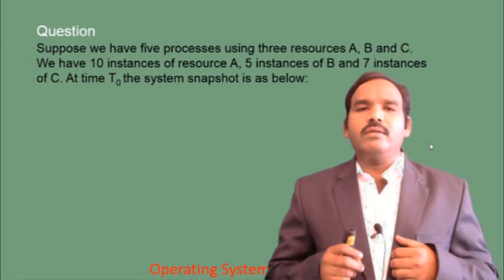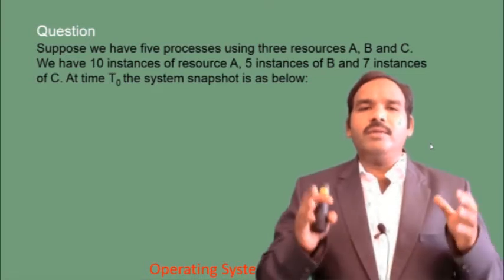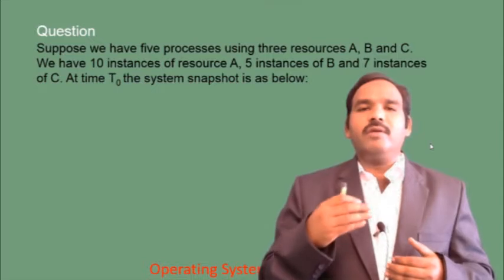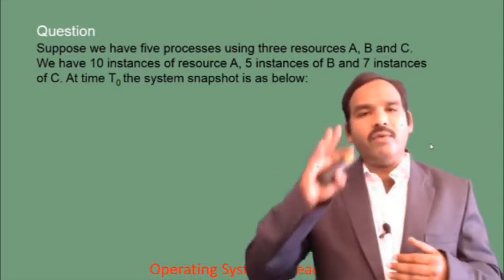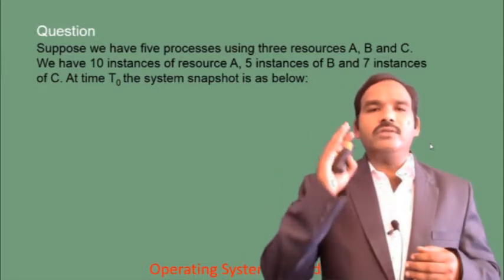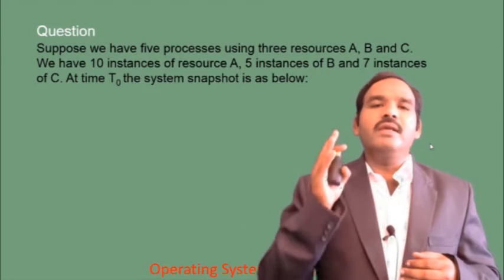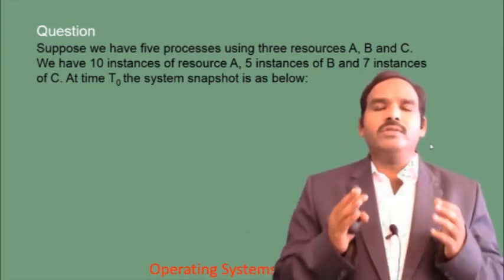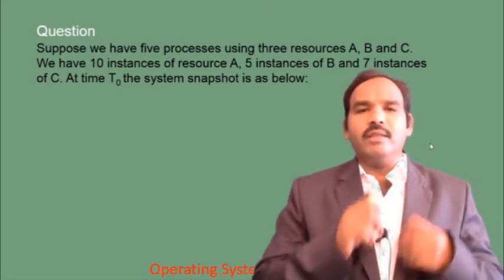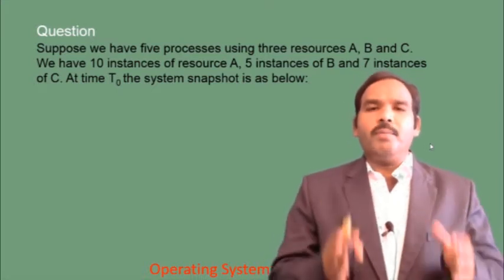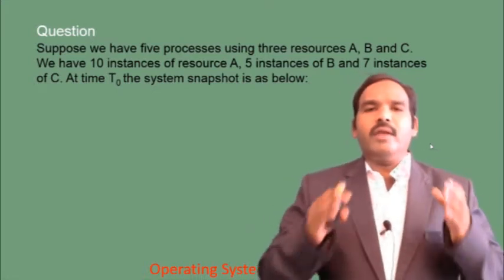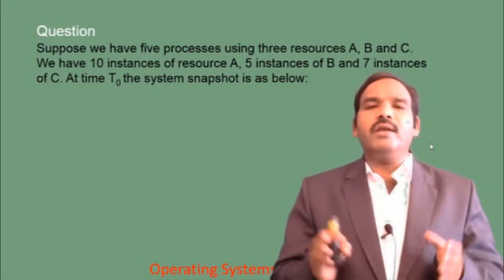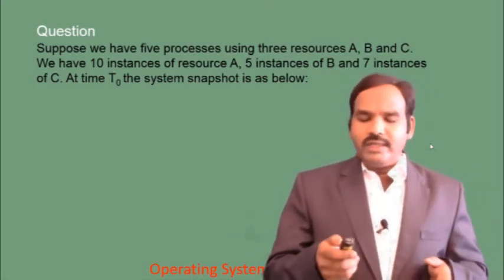Simply you can say that this is a problem related to multiple instances of each resource type. We have 3 resources, and each resource has multiple instances. So you cannot apply the resource allocation graph algorithm. You should apply only multi-instance resource related algorithms.